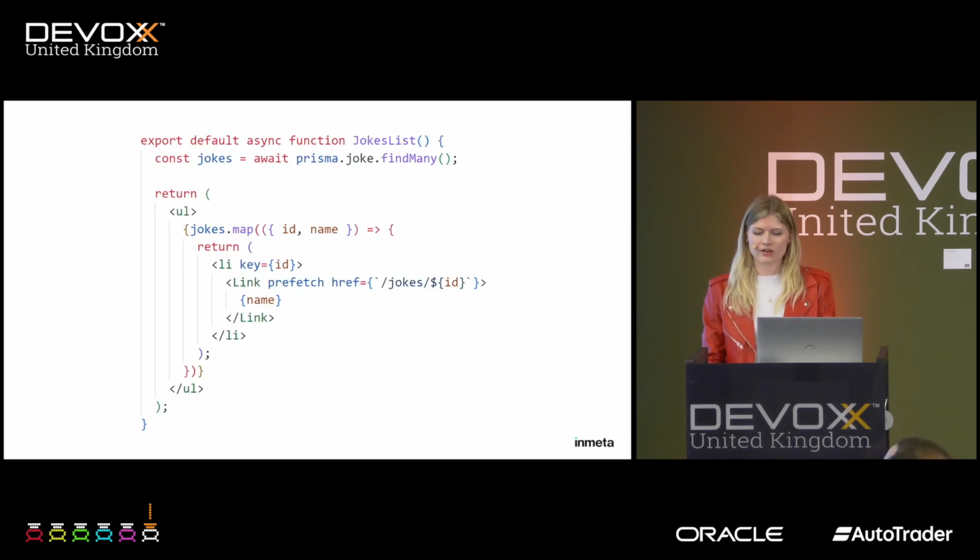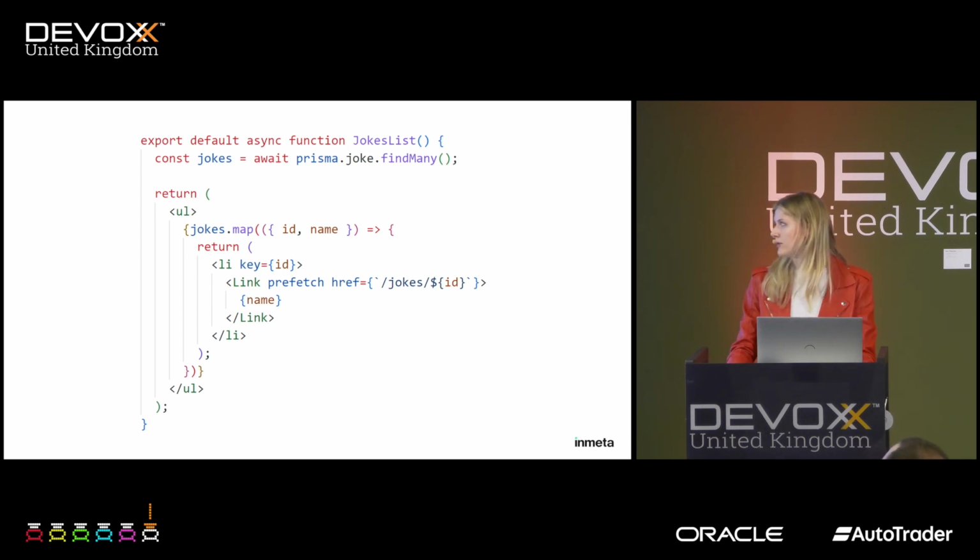And since RSCs are run exclusively on the server, we can write database queries right inside our components. So here's an example of a simple server component called JokesList. I can query my database through an ORM like Prisma and have the data available and the component fully rendered before it's sent to the client. Server components introduce async components, basically an async function, that can asynchronously fetch data on the server without causing any issues for the client side. And you can do any kind of data fetching in here, such as calling your API.